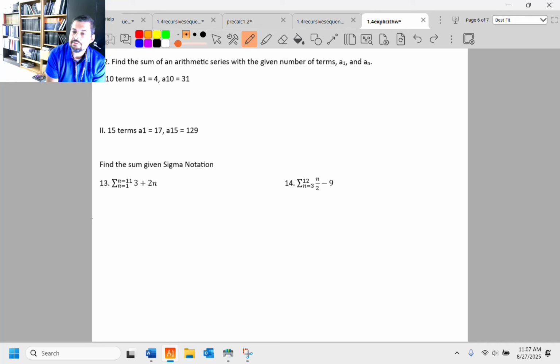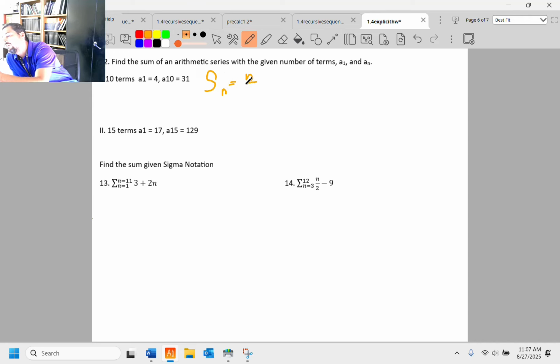Let's look at these. Alright, so I'll do part 1 of 12. Find the sum of an arithmetic series with a given number of terms, a sub 1 and a sub n. And they want you to find 10 terms, and they gave you the first 2 terms. So this is using Gauss's little formula. The sum of n things is n over 2 times first plus last. In this case, that's a sub 10.